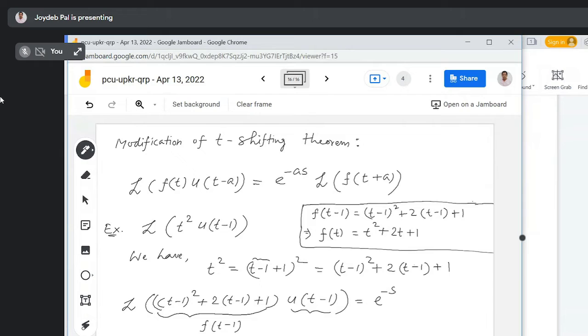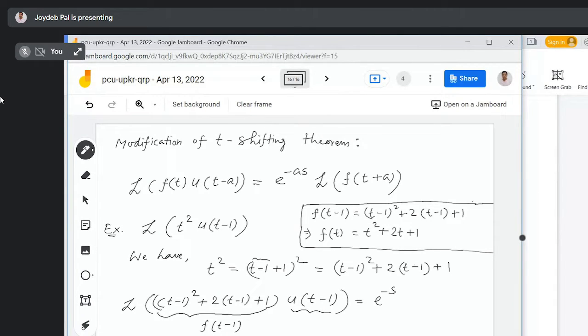Look, don't take this t square as f(t). You might say that we manipulated t square itself to get this (t minus 1) whole square form, so f(t) is our t square. No, it is f(t minus 1). So from f(t minus 1) you have to write f(t). You substitute t minus 1 equal to t, and you will get f(t). So f(t) is t square plus 2t plus 1. Now you write its Laplace transform, that means e to the power minus as into F(s), and that F(s) is the Laplace transform of f(t).